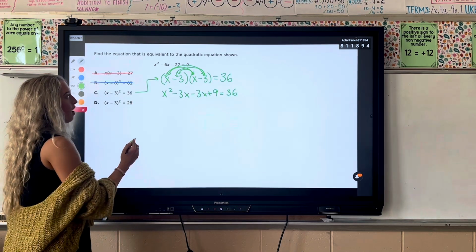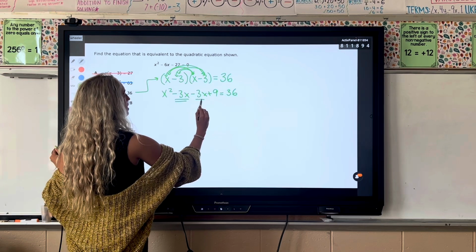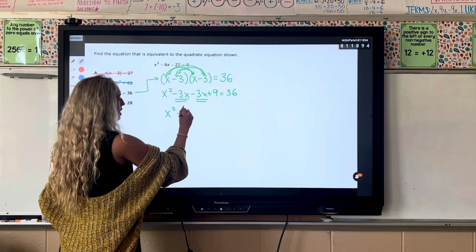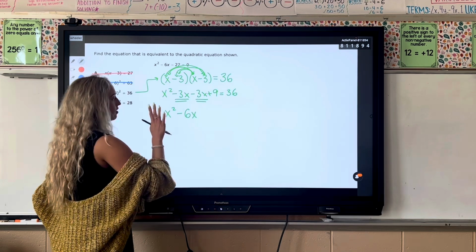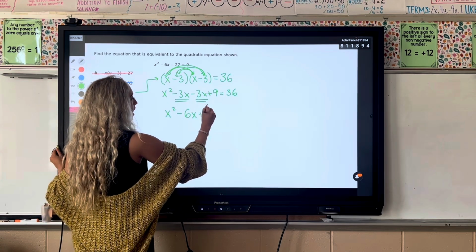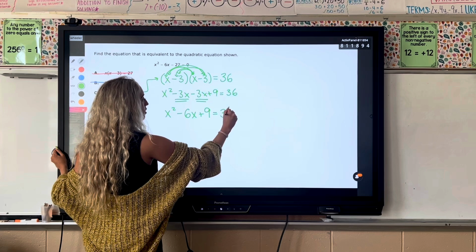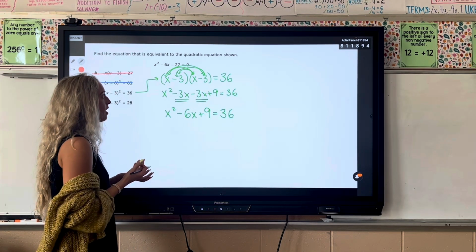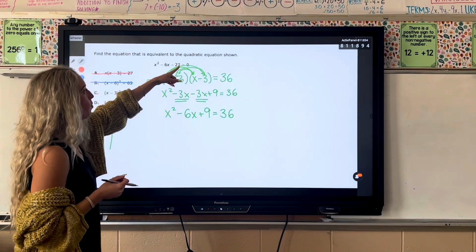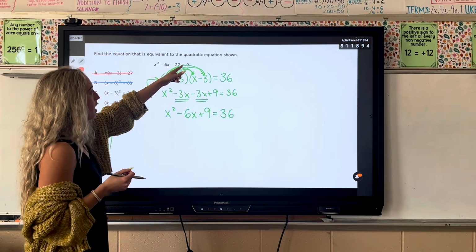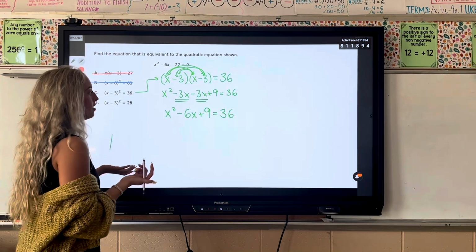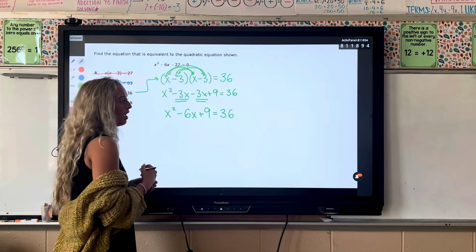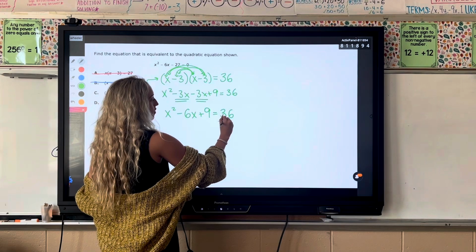All right, if I go ahead and combine my like terms now, negative 3x minus 3x does give me negative 6x, so far so good. Plus 9 is equal to 36. So we're close, not quite there yet. If you notice, our original problem is set equal to 0. So if I want this to match, all I need to do is get it to also be equal to 0.